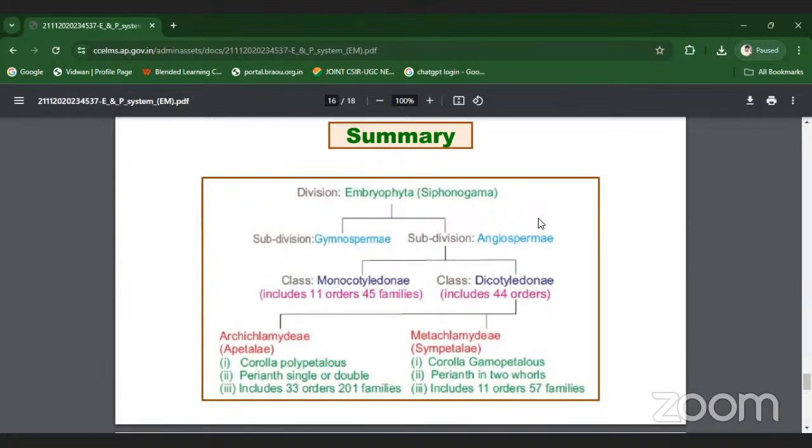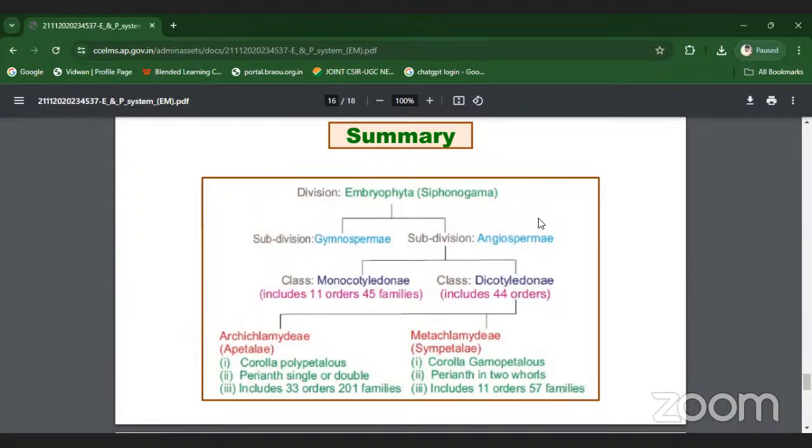So these are the classification differences between the Bentham and Hooker system and the Engler and Prantl system. The Bentham and Hooker system is completed, Engler and Prantl is completed, both the merits and demerits are completed, and the differences are also completed. These two are very important from the exam point of view. And the next one is not important, but we will discuss it here.